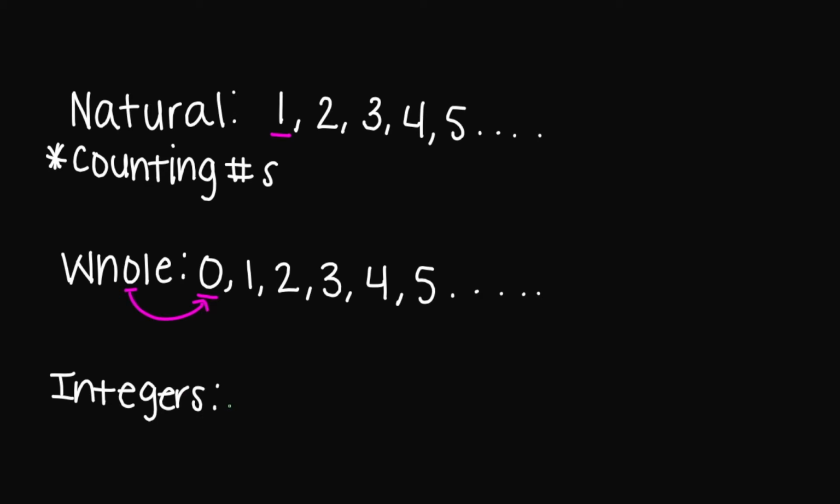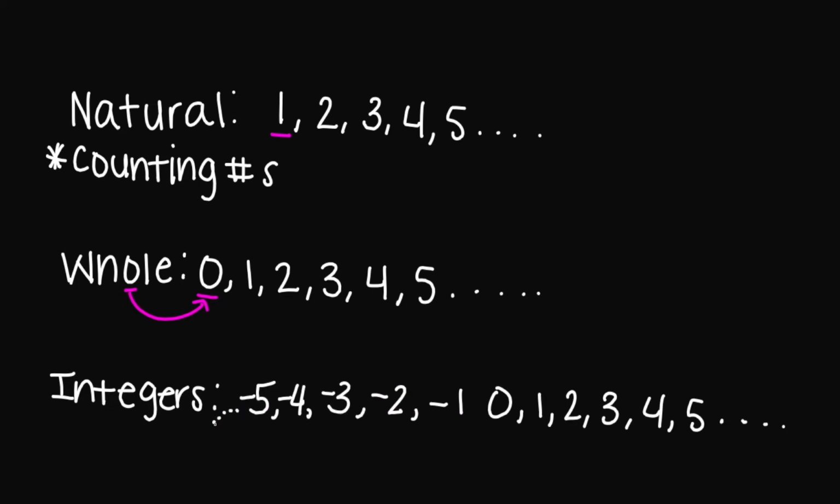Next, we have integers. Now, integers are whole numbers and negative numbers. So we're going to write our whole numbers here on the side. We're going to say integers are whole numbers. So these are going to be our whole numbers here, 4, 5, and it goes all the way down, and negative numbers. So I'm going to add my negative numbers here, and then it goes all the way down as well.